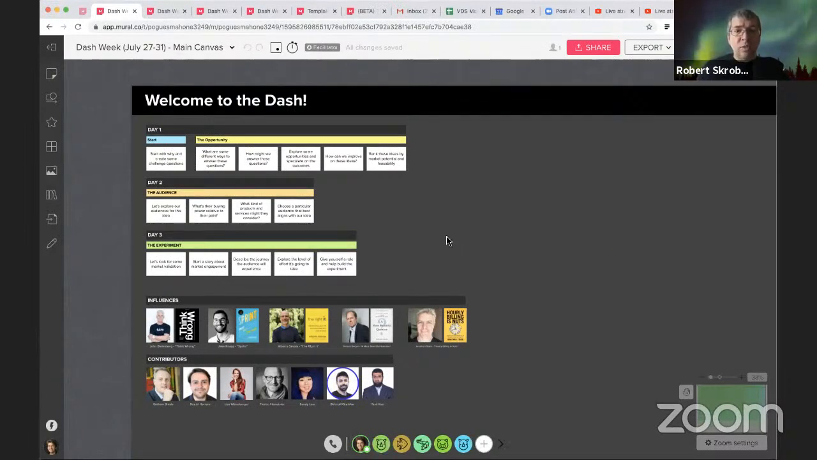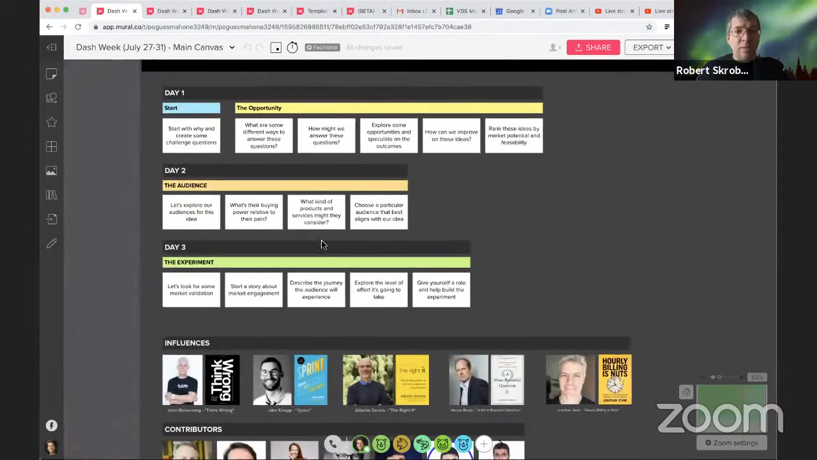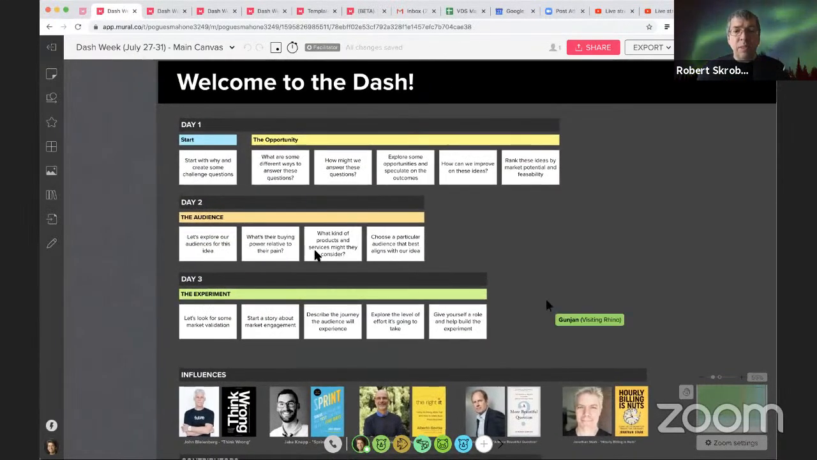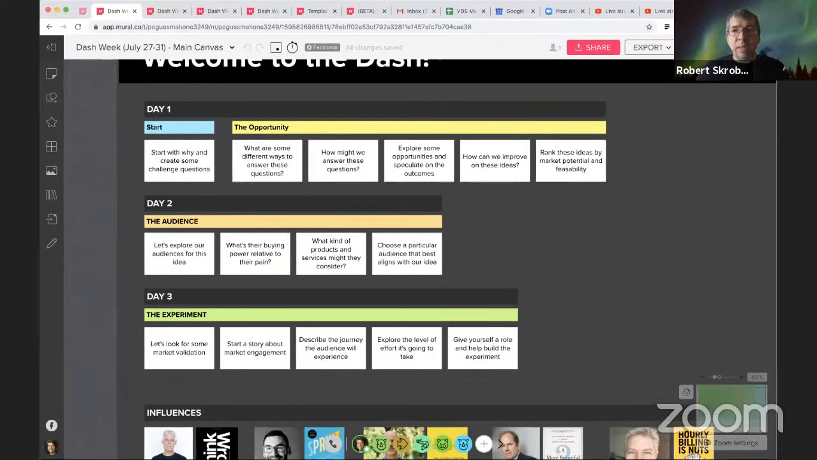The dash is right now 3 days. And day 4 and day 5 of this week are going to be how to interpret the results on day 4, and then day 5 will be the retrospective. But this is basically the process distilled down in its basic essence.